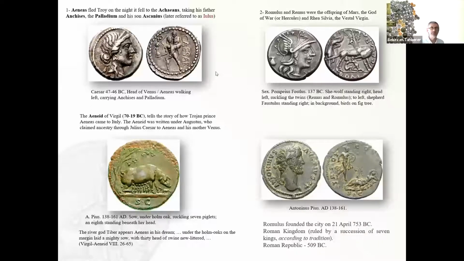Simply it talks about the foundation of the city of Rome, immigrants coming from Troy after it was destroyed. And then, of course, there is the story of Romulus and Remus, the offsprings of Mars, the god of war, or Hercules, according to some others, and Rhea Silvia, the Vestal Virgin.